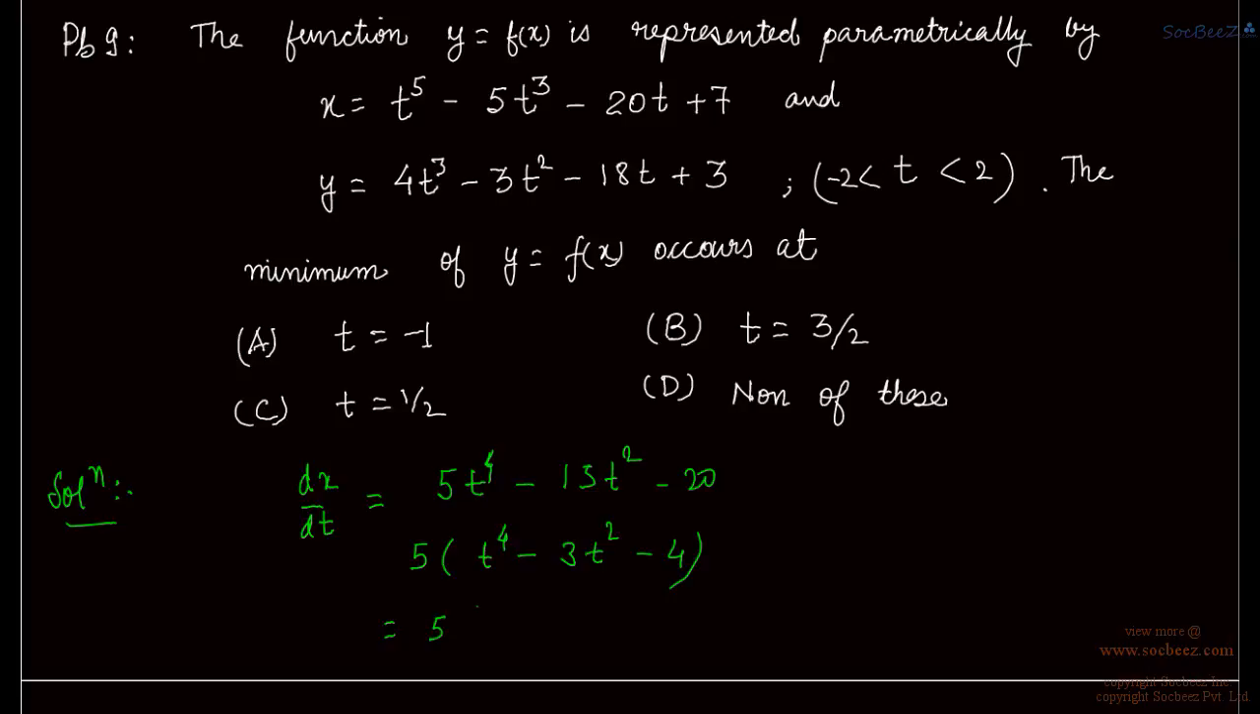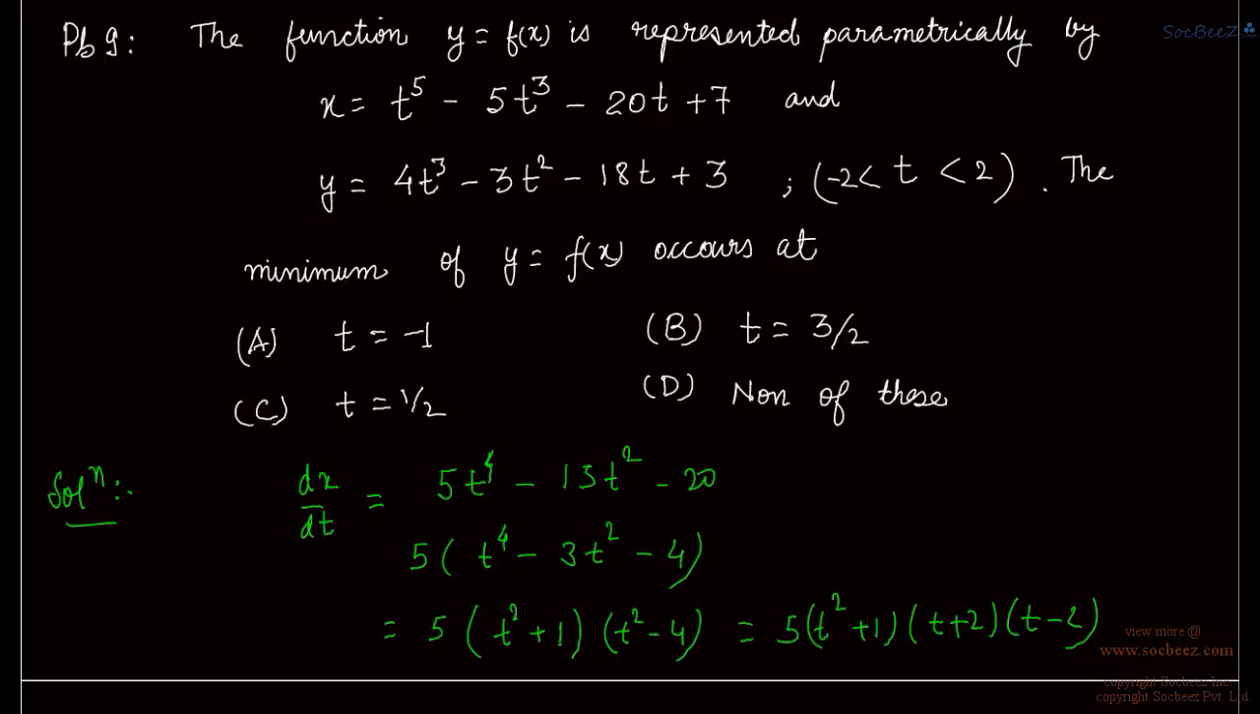Which can be written as 5 times (t square plus 1) into (t square minus 4), which can be written as (t square plus 1) into (t plus 2) times (t minus 2). So dx upon dt, in terms of parameter t, can be written as 5 times (t square plus 1) into (t plus 2) into (t minus 2).